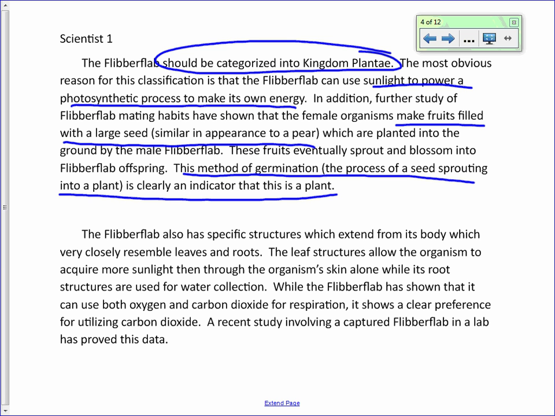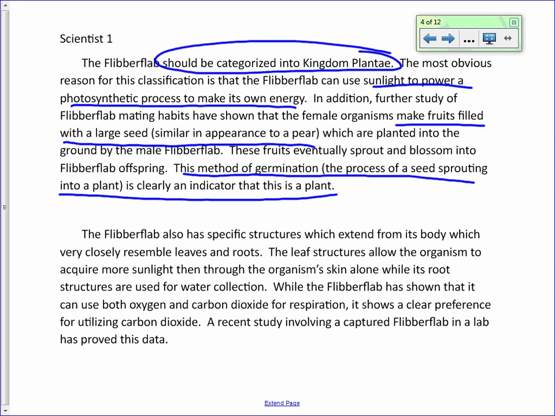All right, let's take the next paragraph. Anyone volunteer to read the next paragraph for us? The critical organ has specific structures which extend when embodied with very closely resemble leaves and roots. The leaf structures allow the organism to acquire more cellular tissue that can swim along, while the seed structures are used in water plant. The liver plant has shown that it can use both oxygen and carbon dioxide respiration, which shows a clear preference for utilizing carbon dioxide.